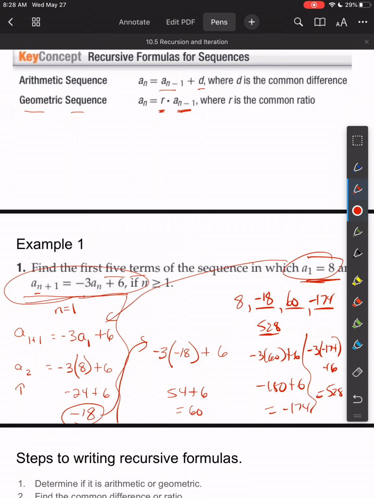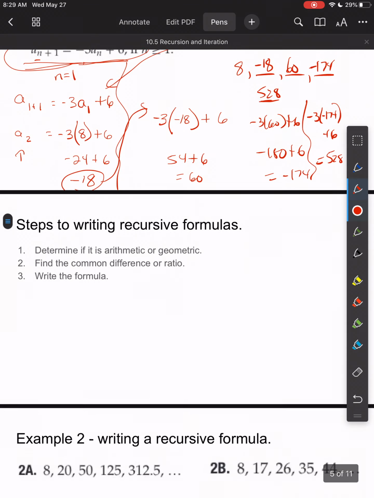Be very careful about what's going on there, because sometimes they might give you something like a sub n plus 2. If they do that and you plug a 1 in, you're going to be finding the third term, which means they probably already gave you the first 2 terms and they're looking for the next 5 or something like that. So just be mindful of what this means when you're plugging numbers into these equations. Okay, so that's example 1.